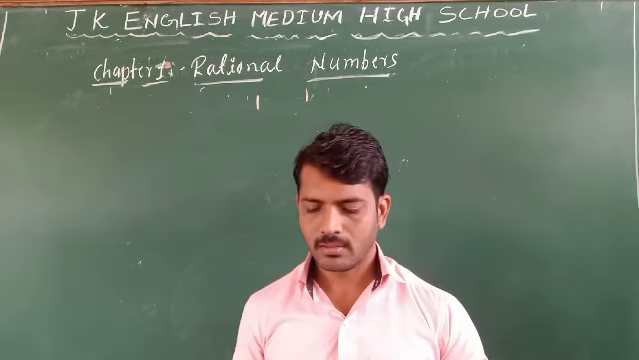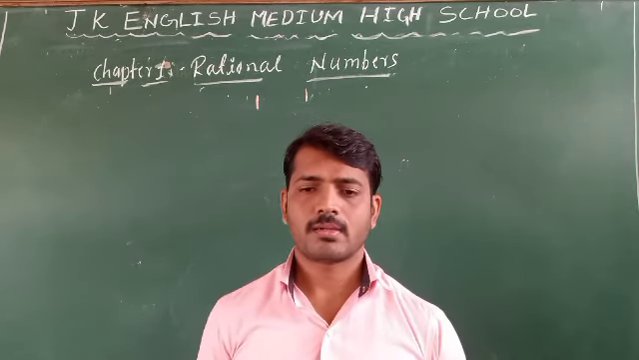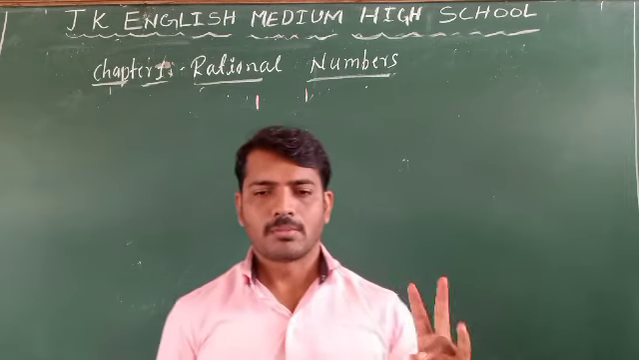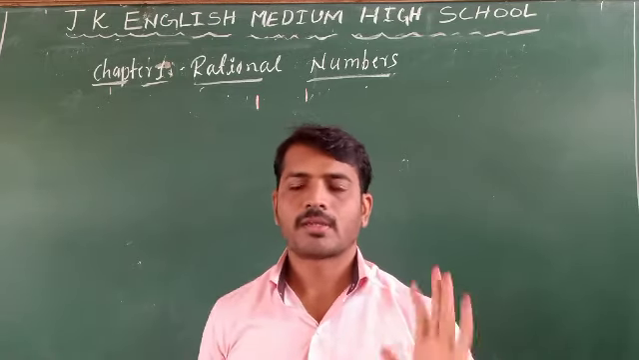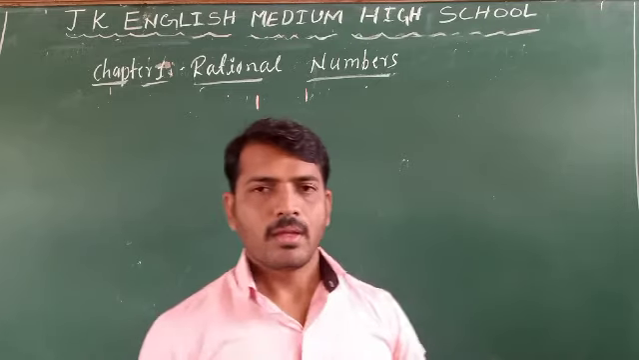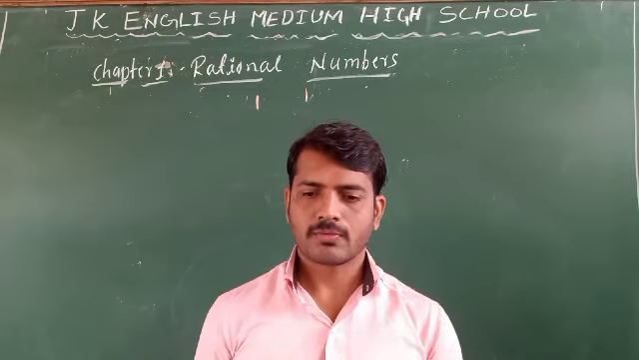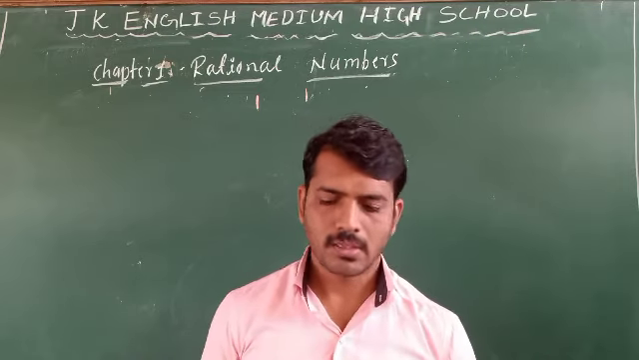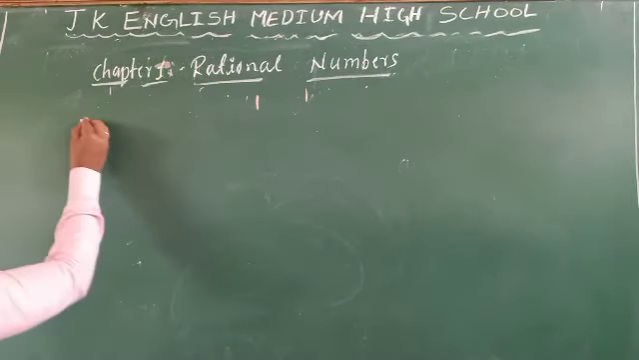Yesterday we learned about some properties of a rational number. The properties are closure property, commutative property, associative property, distributive property, and cancellation property. Today we are going to learn still more properties, which are also important points in rational numbers. The first one is additive identity.